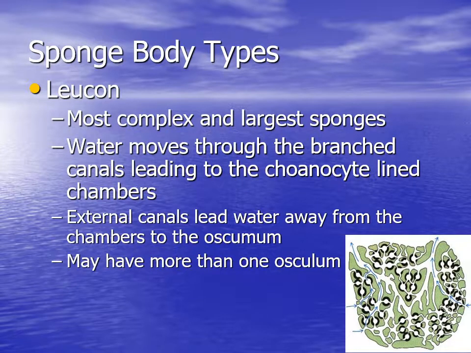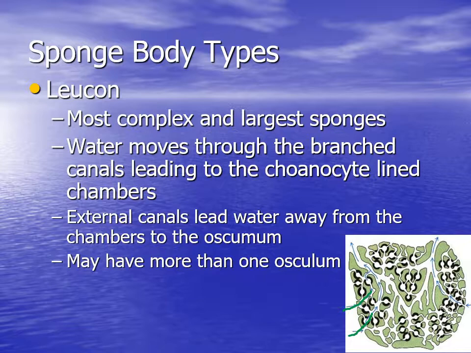So the most evolved body type is the leucon. The leucon body type you'll find with most of the complex sponges, as well as in all the largest sponges that exist. This is where there are multiple oscula, and you'll see that in a second. So water can flow through any of these incurrent pores, any of these holes. Anywhere you see black, there are collar cells to grab any of the food.